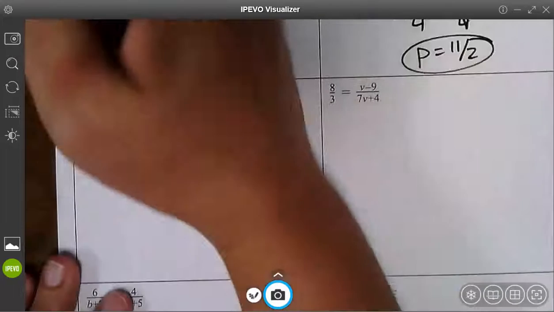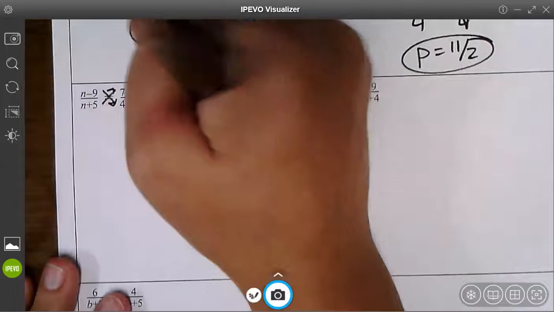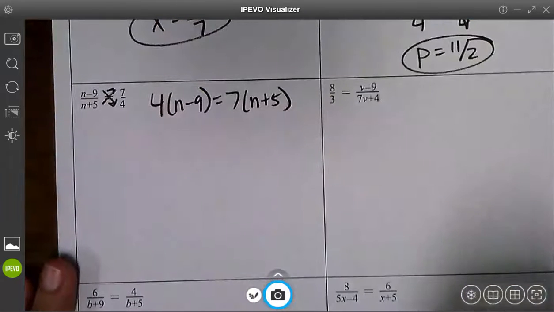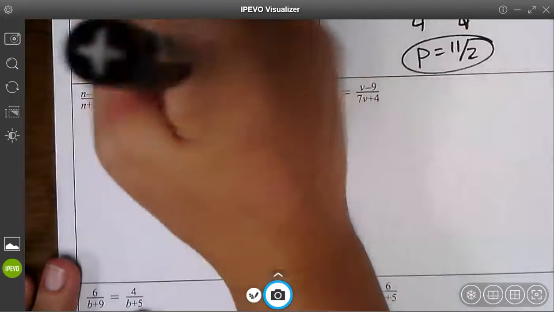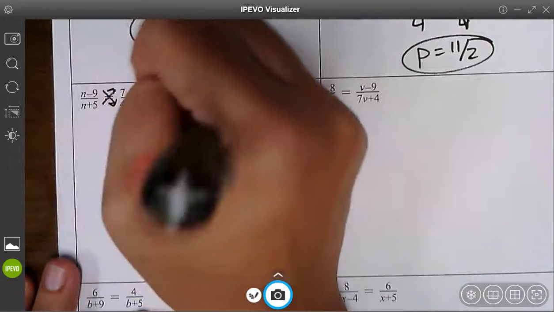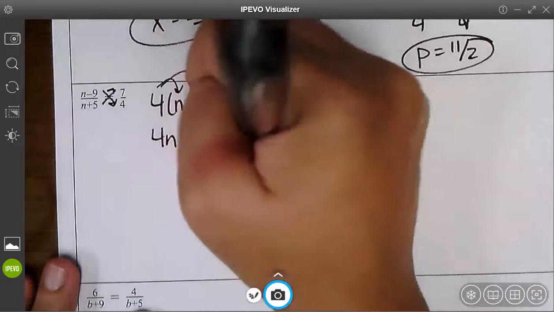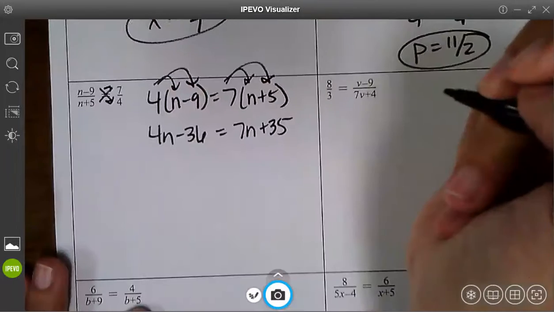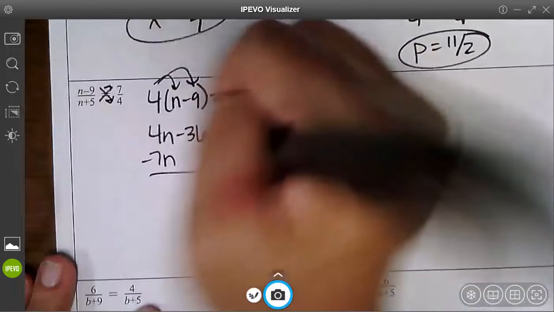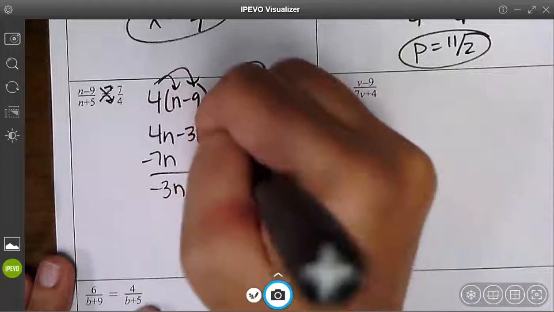Again, cross multiplying. So I have 4 times n minus 9 equals 7 times n plus 5. Distribute. 4n minus 36 equals 7n plus 35. I want to get my n's together, so I'm subtracting 7n from both sides. Negative 3n minus 36 equals 35.